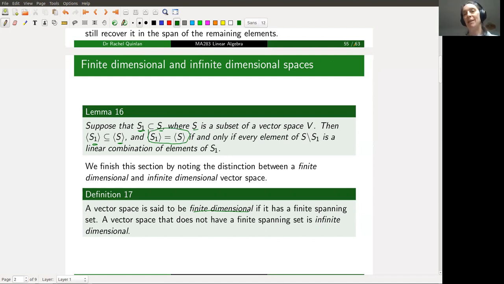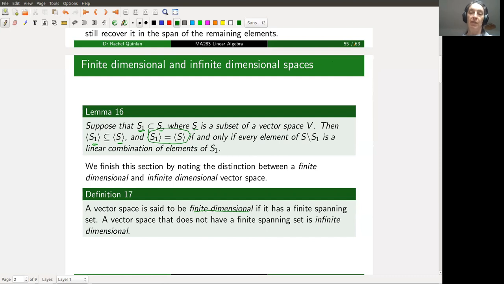So basically, this is asking, if we take a set S and throw some elements out of it, can we still recover them in the linear span of what remains? And the answer is that you can do that if and only if each of the elements that you threw out is a linear combination of the ones that are still there, so that you can recover them in the linear span of what remains.